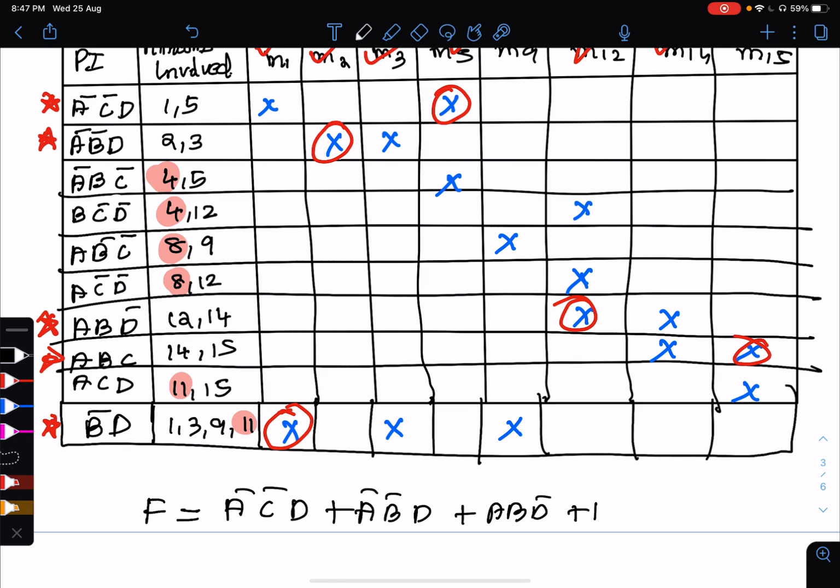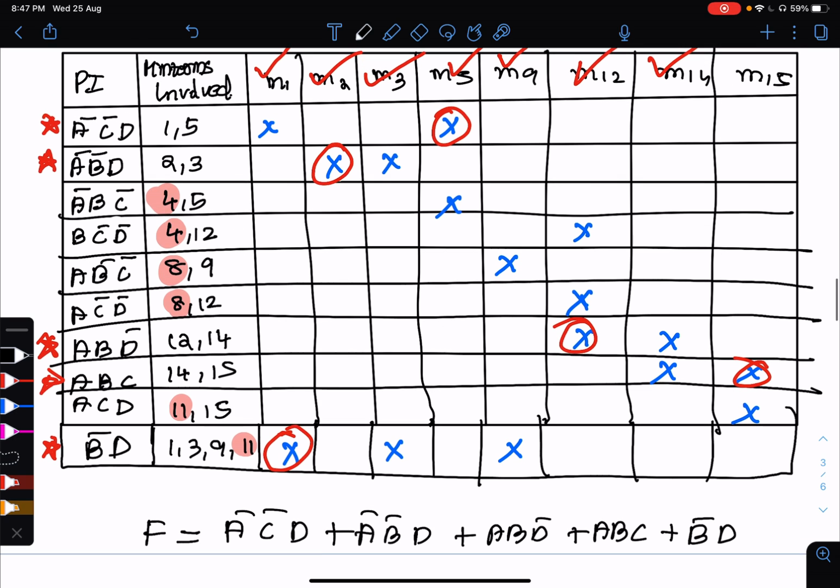plus A B C plus B dash D. One more thing I am adding: you can choose any of these and make the final expression, there is not at all a problem. But you can follow the general way to select the prime implicants which cover more minterms. If two prime implicants cover the same number of minterms, as we see in this case for M5, there are two possibilities here.